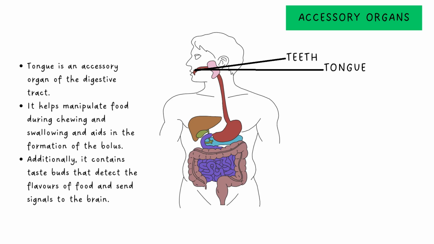Another accessory organ found within the oral cavity is the tongue. It helps manipulate food during chewing and swallowing, and it aids in the formation of bolus. Additionally, it contains taste buds to detect the flavour of foods and sends signals to the brain.